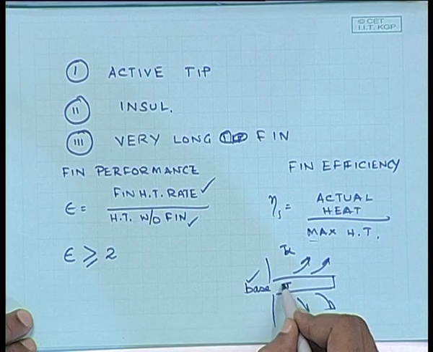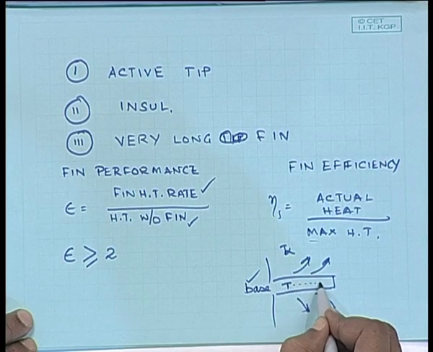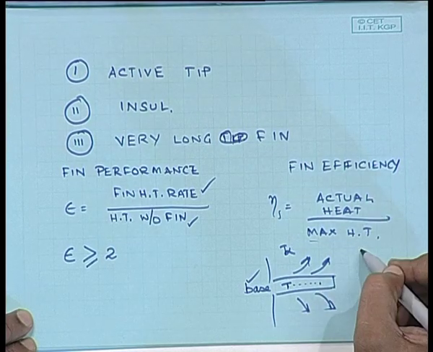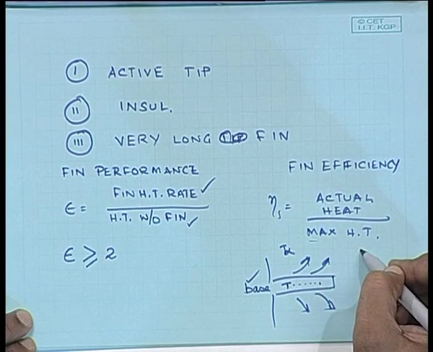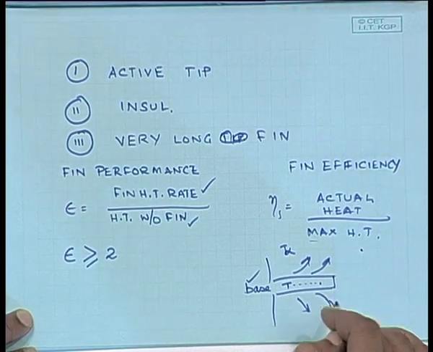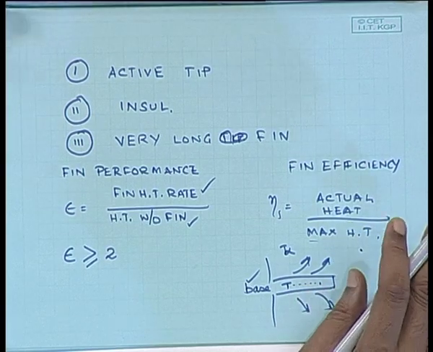If you can see, as I move in this direction, the temperature will progressively decrease. So, the actual heat transfer would obviously be less than the maximum heat transfer. That means the maximum value of efficiency, like all other definitions, would be equal to 1. So, these two are definitions.